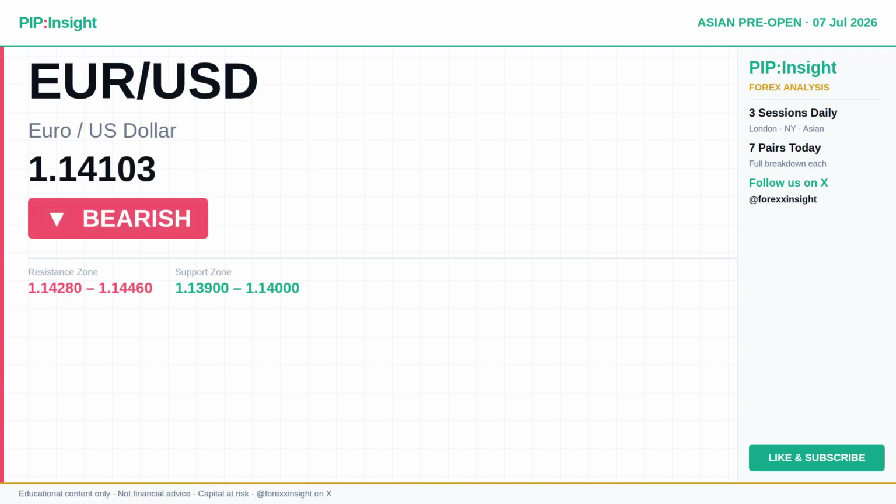Euro dollar. The chart is showing bearish structure on this session. The 4-hour trend is to the downside and the 1-hour is also pointing lower. Resistance is marked between 1.1428 and 1.1446. Support is marked between 1.139 and 1.14. Here is the full chart breakdown.